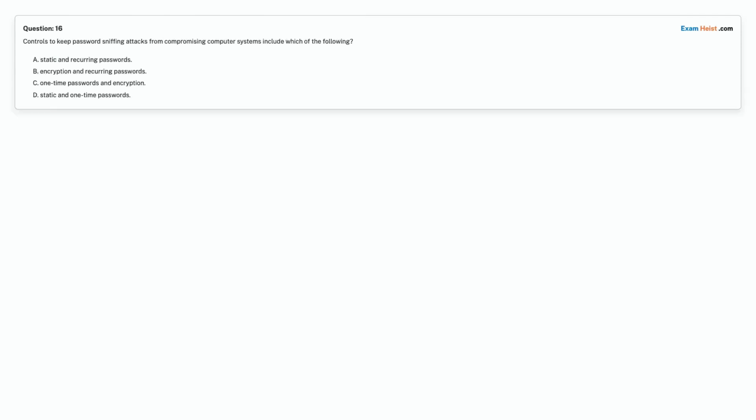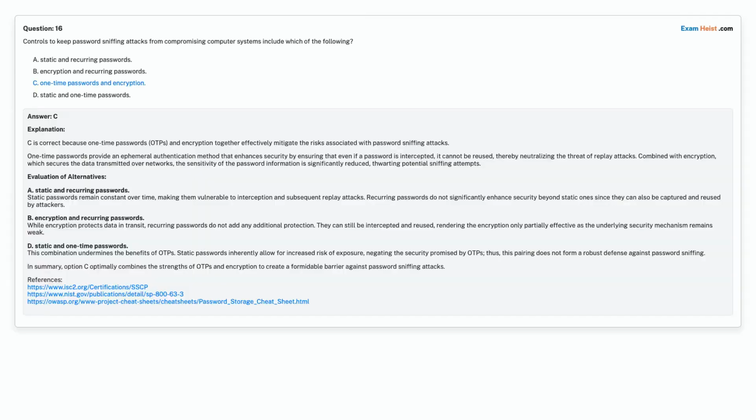Question 16. Controls to keep password sniffing attacks from compromising computer systems include which of the following? Option A. Static and recurring passwords. Option B. Encryption and recurring passwords. Option C. One-time passwords and encryption. Option D. Static and one-time passwords. Choose the correct answer. Correct answer is option C, one-time passwords and encryption.